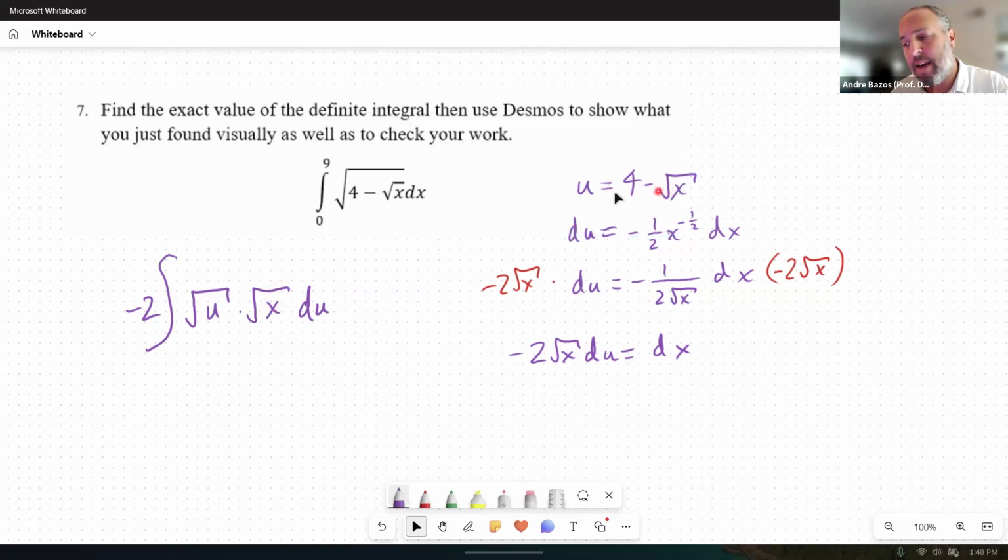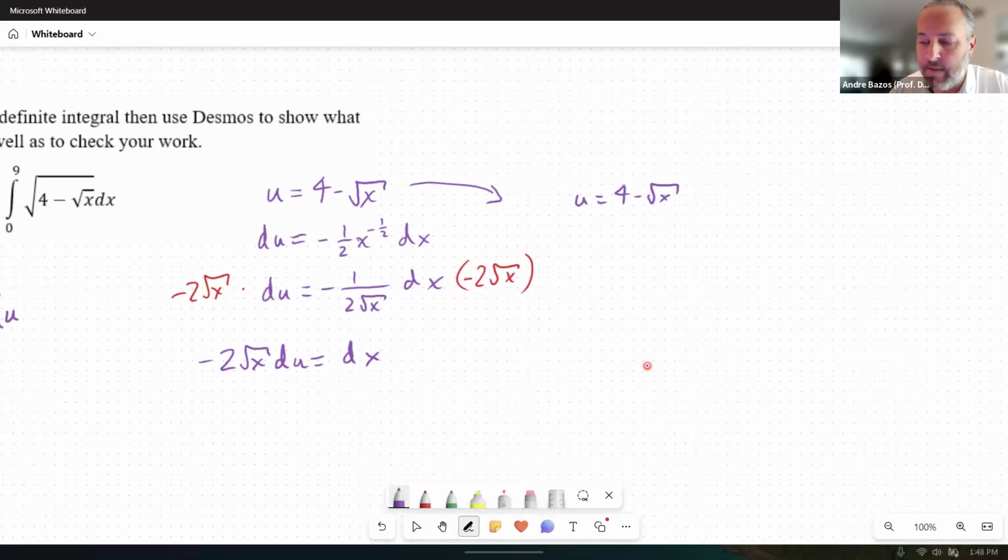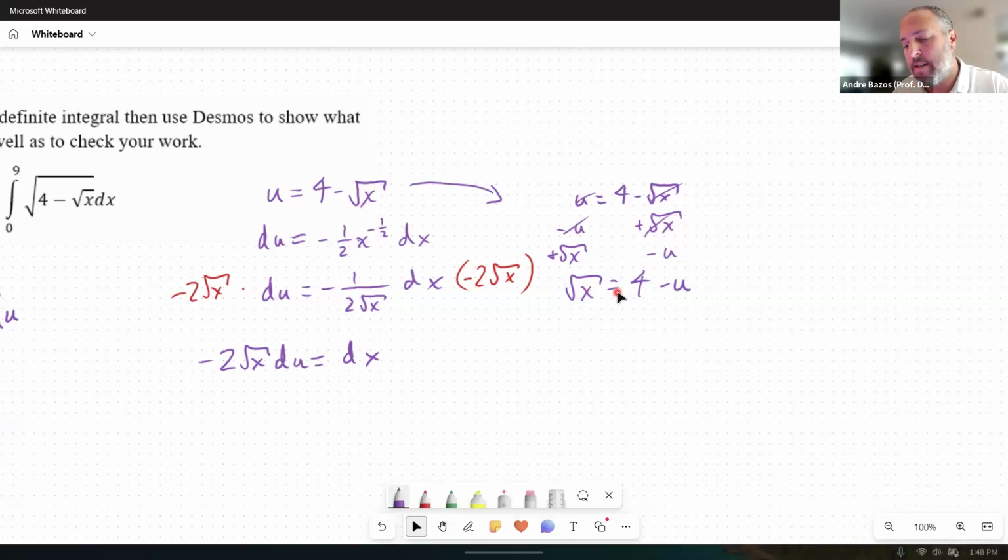But I can actually solve this equation for x. So let's do that. I'm going to take a second, come over here, say u equals 4 minus the square root of x. Let's move over there and take a second to solve. I'm going to subtract u and add the square root of x to both sides. So these kind of go away, and I'll get the positive. There are other ways to do this, but this is how I think about it. So I get positive square root of x equals 4 minus u.